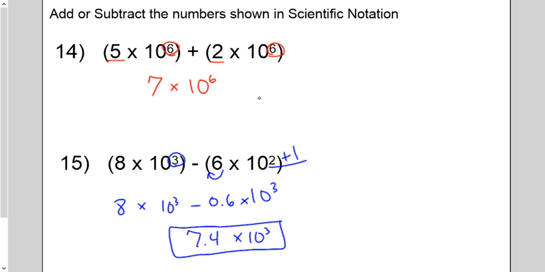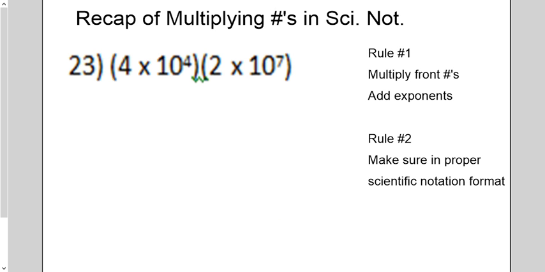So that's the good thing about adding or subtracting numbers in scientific notation. You just have to make sure that your exponents are the same. You take your smaller exponent if they're not the same, like it was on number 14, and however many you have to add on to the exponent is the number of spaces that you would move it to the left.